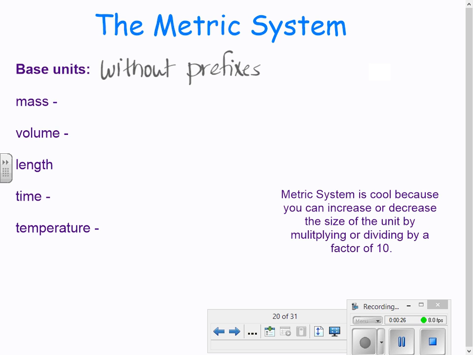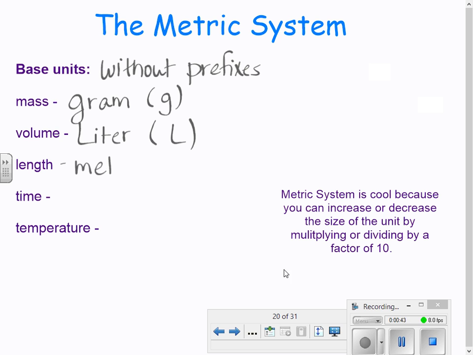So the unit for mass is a gram, and we abbreviate it with a lowercase g. The unit for volume is a liter, as in the 2-liter pop. Liter is the only metric unit that is capitalized. Length, we use a meter, abbreviation m. Time is in seconds, not hours, not minutes, but seconds. And the abbreviation for a second is just a plain s.